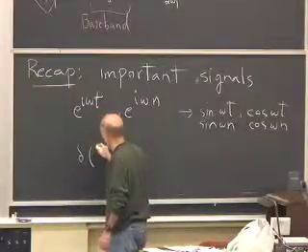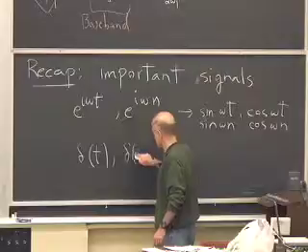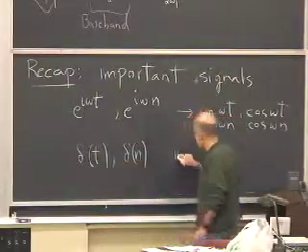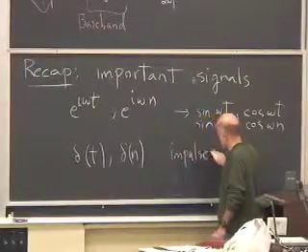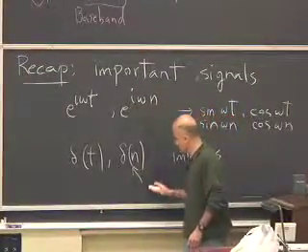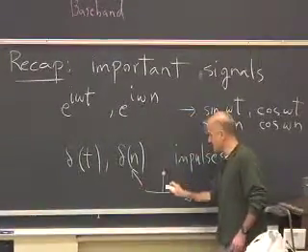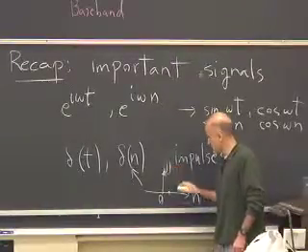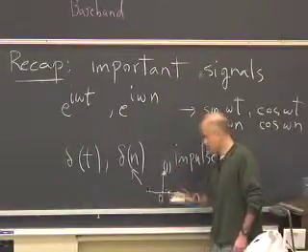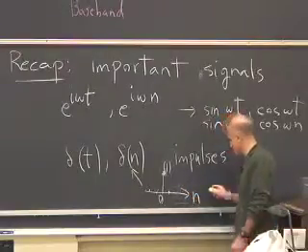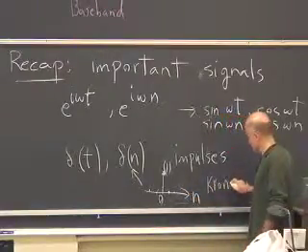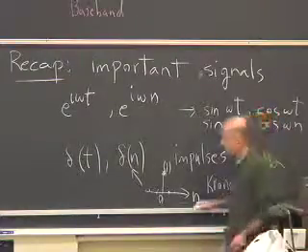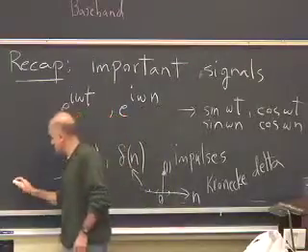Also important are the yet to be defined impulses. The impulse in discrete time is very simply defined. I've done this already. It's 1 at n equals 0, and it's 0 everywhere else. And this is called the Kronecker delta. And in continuous time, this is called the Dirac delta.